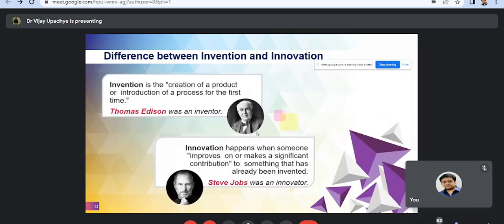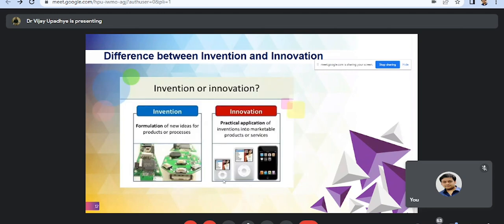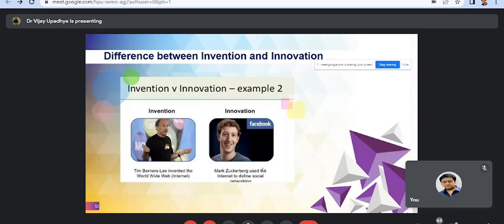The difference between invention and innovation: I told you that Thomas Edison was an inventor, but Steve Jobs made the Apple iPad, iTablets, and so many things. So what is the invention? Invention is the basic form of discovery. Innovation is the practical application that can be perceived, survived, or sustained in the market at an affordable price with quality service.